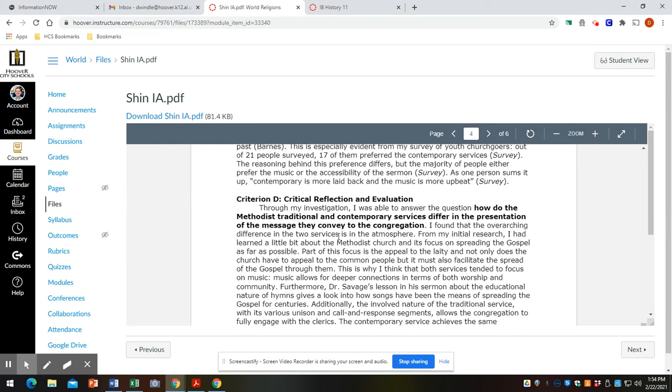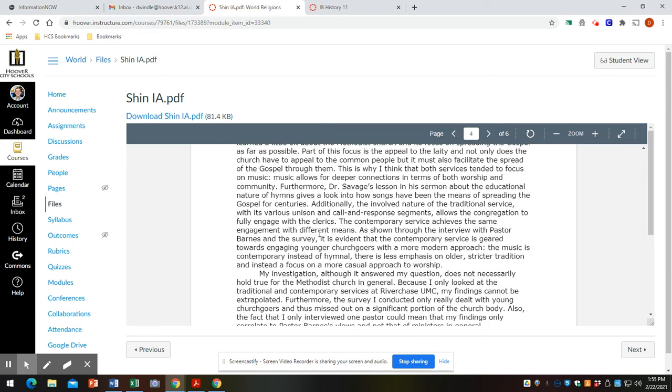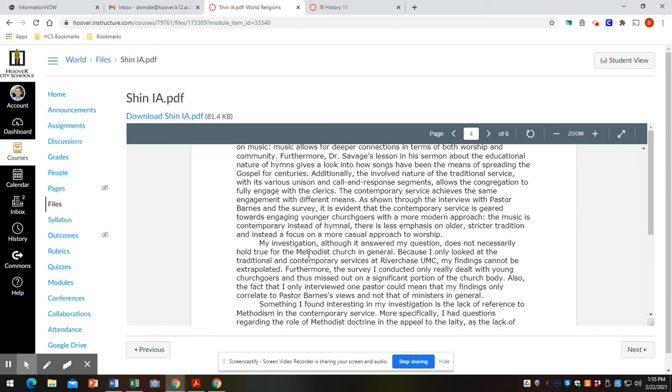But he says, here's my question, found that the overarching difference in the two services is in the atmosphere. Here's stuff I think could go better in Section C. Here he says, my investigation, although it answered my question, does not necessarily hold true for the Methodist Church in general, because I only looked at the traditional and contemporary services at River Chase Methodist Church. My findings cannot be extrapolated. Furthermore, the survey I conducted only really dealt with young churchgoers. He just surveyed a few friends, and thus missed out on a significant portion of the church body. Also, the fact that I only interviewed one pastor could mean that my findings only correlate to Pastor Barnes' views and not that of ministers in general.